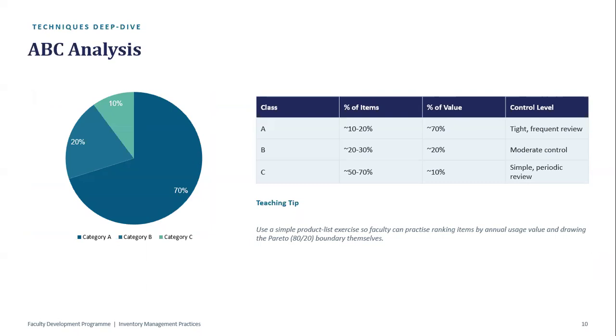ABC analysis follows the Pareto principle. Category A items represent a small percentage of inventory but account for most of the inventory value. These items require close monitoring and strict control. Category B items require moderate attention. Category C items are very numerous but contribute relatively little value and therefore require simple periodic review.